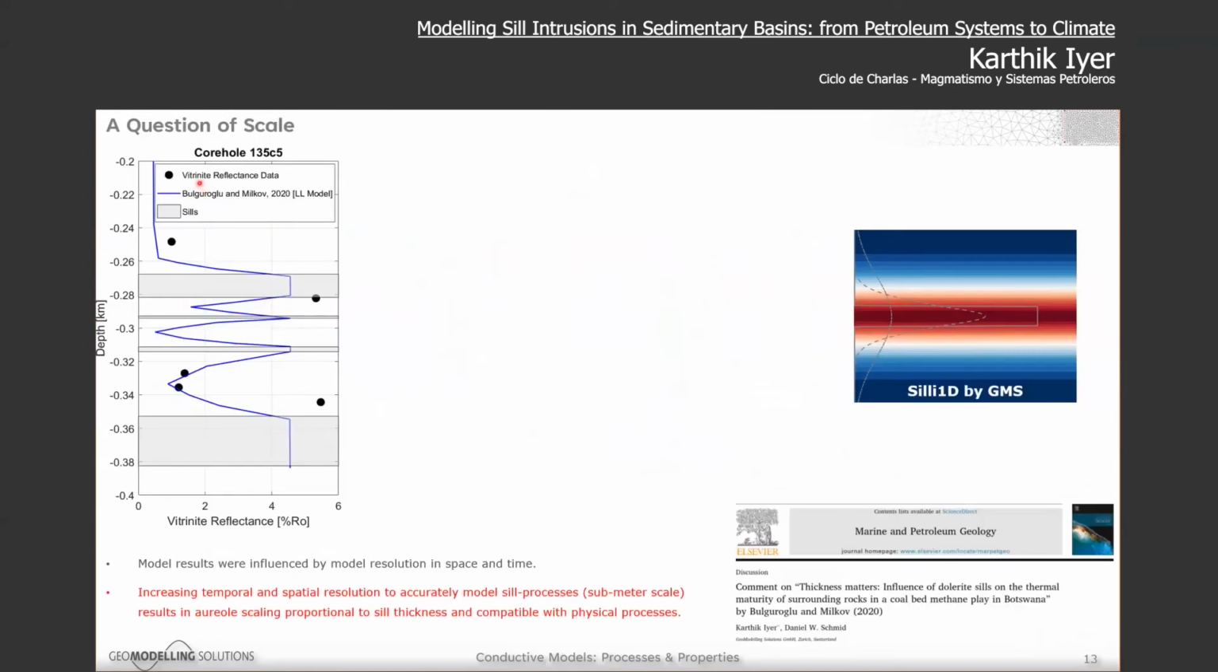So we took it into our own sill modeling tool, Sill1D, which also takes care of the entire basin processes like diagenesis and maturation due to burial prior to sill emplacement or after sill emplacement, but also resolves the thermal effects of sills correctly, because you need to take care of the time and space resolutions there. And I'll illustrate that now.